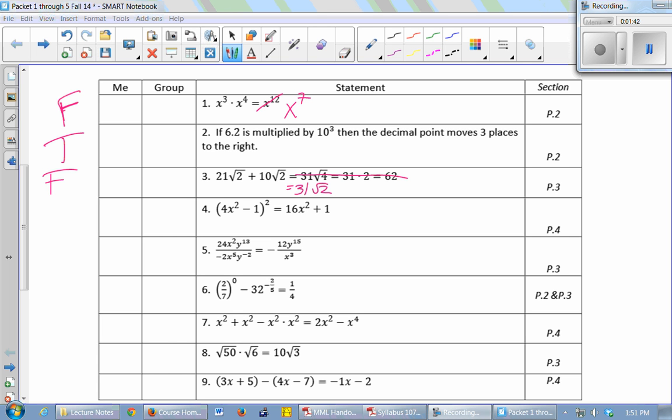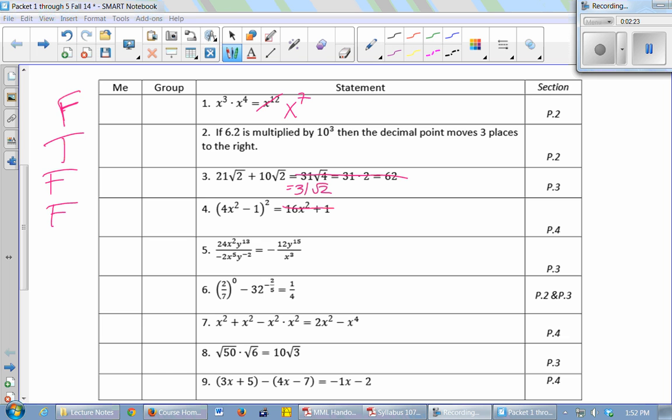So number 4, we've got false, false, false, false, false, false. All right, very good. It is in fact false. How would I actually have to do 4x squared minus 1 squared? How would I get an answer for that? It doesn't equal this. What does it equal? Oh, does it equal 16x to the 4th plus 1? No.